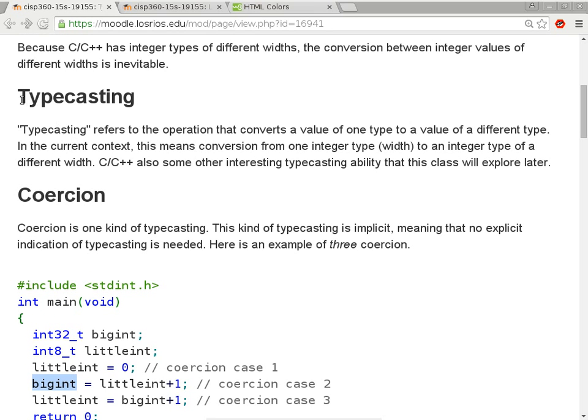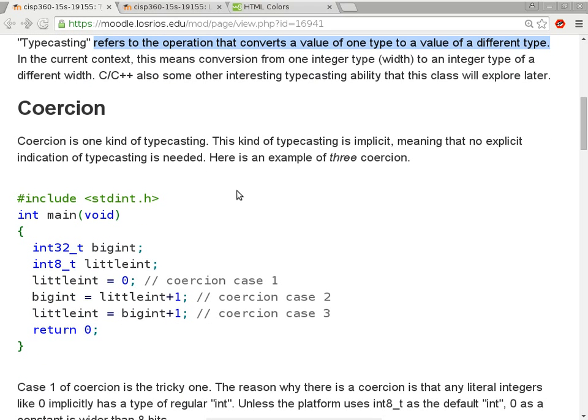Let me roll back to typecasting first. Typecasting refers to the operation that converts a value of one type to a value of a different type. So you can basically force the representation of a number to be 8, 16, 32, or 64 bits wide. In the current context, this means a conversion from one integer type to an integer type of a different width. And coercion is basically automated typecasting. The compiler is doing it for you.